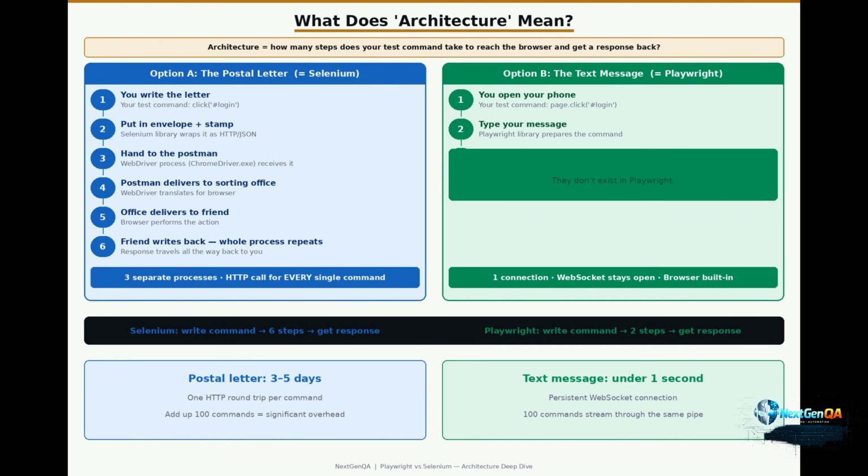Option B, the modern way, a text message. You open your phone, you type the message, you press send. In under a second, your friend's phone vibrates and they reply. Same goal, completely different architecture. Selenium is the postal letter, Playwright is the text message. Now let us see exactly why, layer by layer.